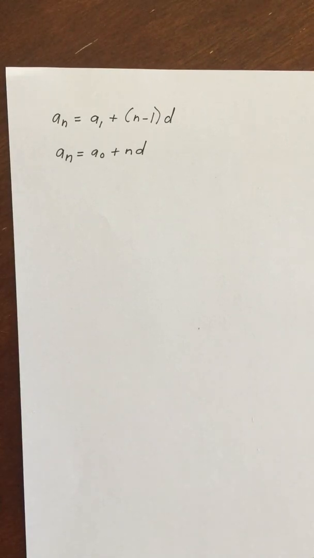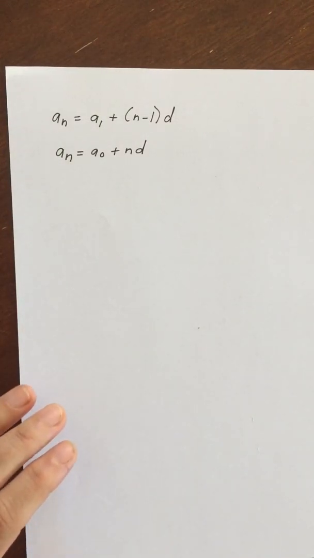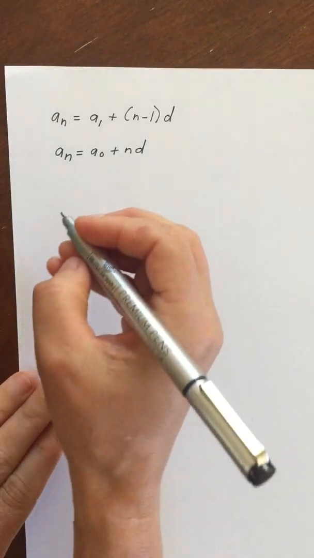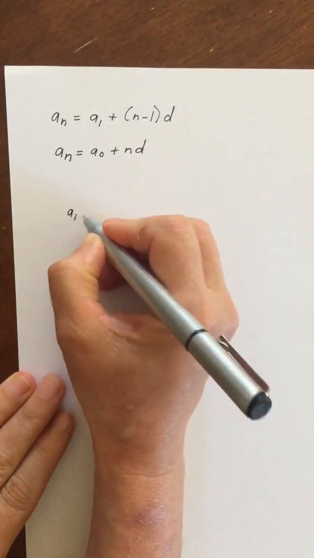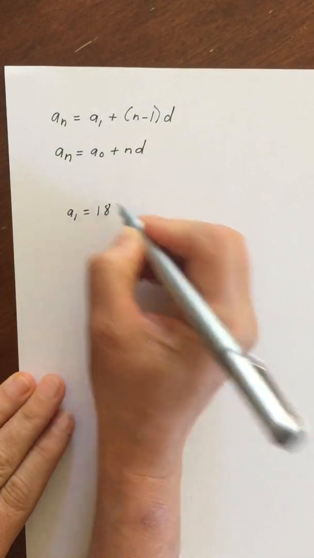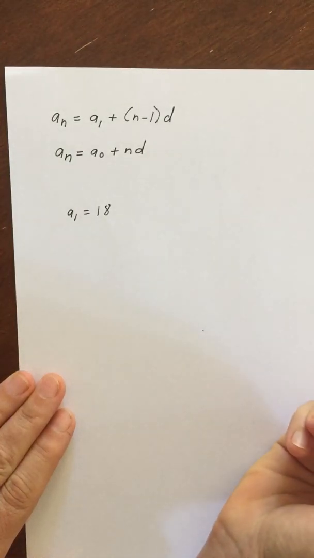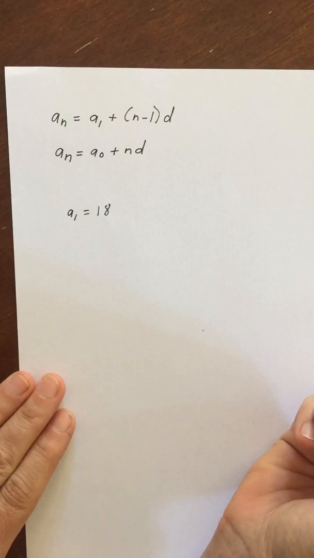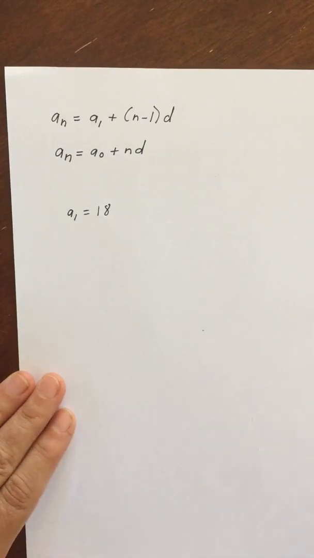Okay, so let's say during the quarantine, I aim to do a plank every day, but for some reason, the first day, I can only hold the plank for 18 seconds. And then let's say my goal is every day to increase the time I hold the plank by 3 seconds. So hopefully you see that's arithmetic. It goes +3 from term to term to term.